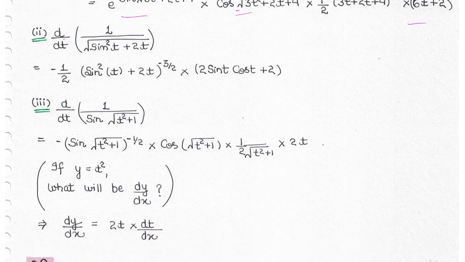In a similar manner, if we have d/dt of 1 by square root of sin square t plus 2t, we have minus half (sin square t plus 2t) whole to the power minus 3 by 2 into 2 sin t cos t plus 2. Or if we have d/dt of 1 by sin square root of t square plus 1, we get minus sin square root of t square plus 1 to the power minus 2 into cos square root of t square plus 1 into 1 by 2 square root of t square plus 1 into 2t.